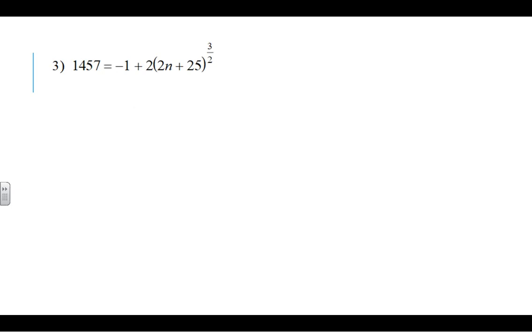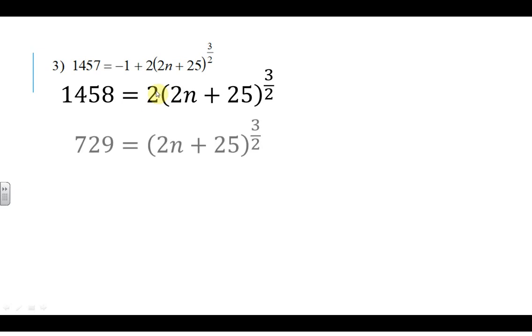Okay, there's so much. Take a breath. Add your 1. So you get 1,458 equals 2 times the quantity, and so on. You probably really want to do those little arches, but don't, because these parentheses have this exponent attached and the 2 is not included. The 2 is being multiplied here, so you need to divide by 2.